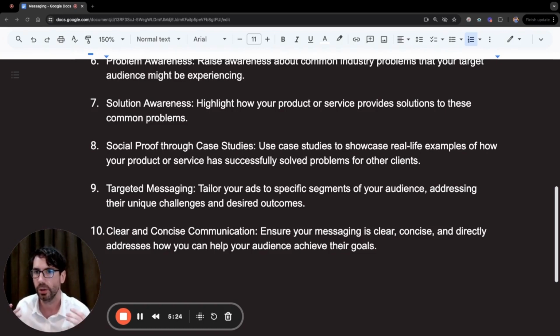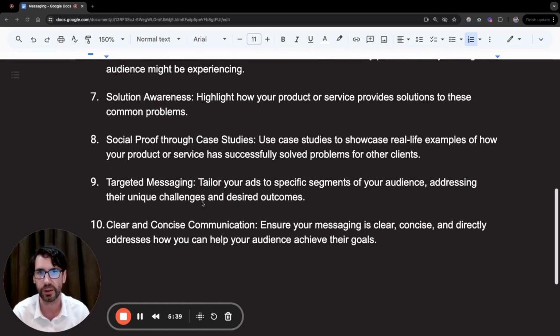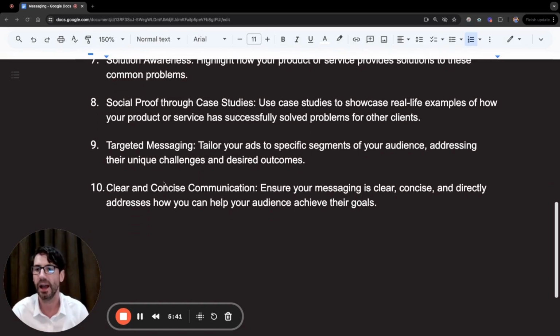So with HR, with your tailored messaging, it can be HR leaders want to save time, X, Y, and Z. CEO, it can be want to save time and money, and obviously CFO, it's going to be want to save money. These are 3 examples. Target your messaging when it comes to your ad. You're going to get significantly better results that way. And clear and concise communication.